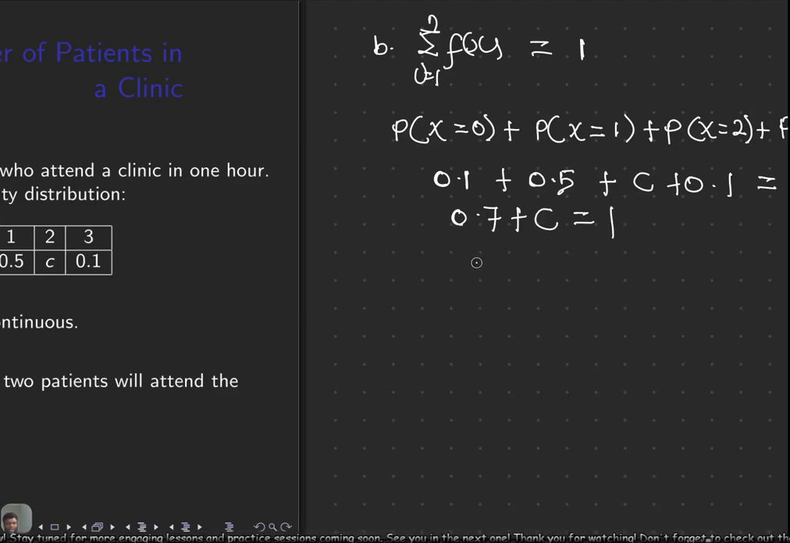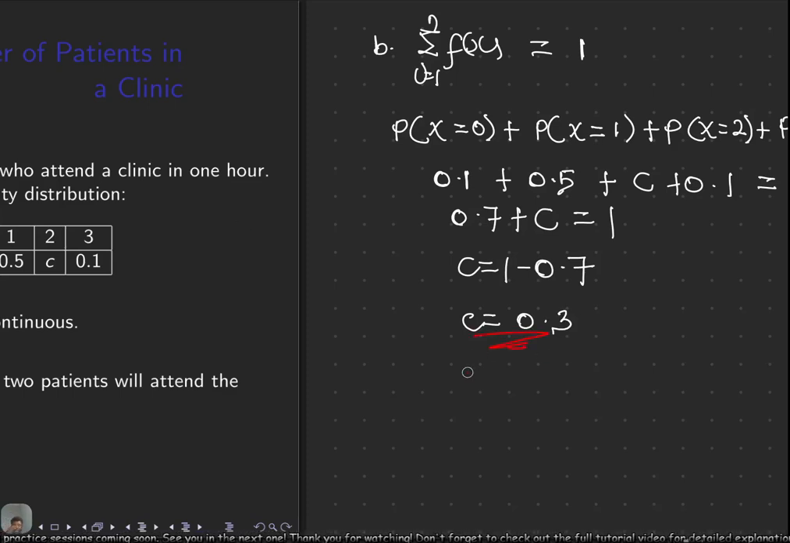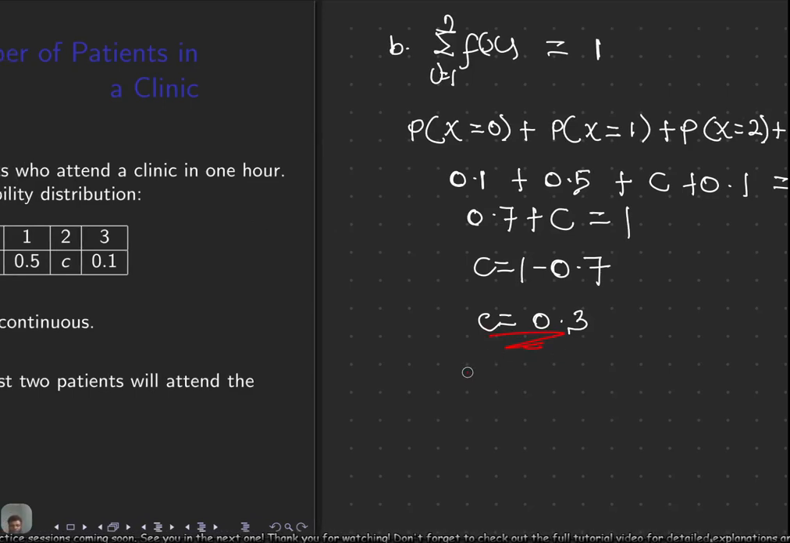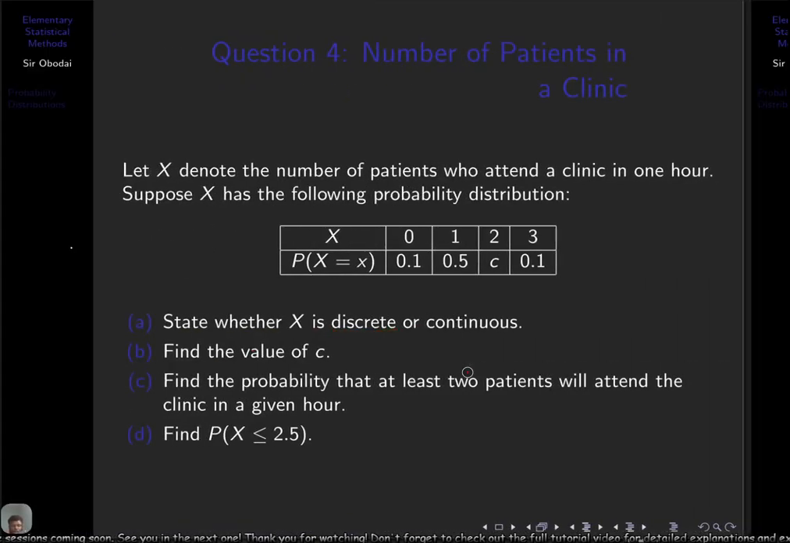So making C the subject, we have C equals 1 minus 0.7. And that should give us C being equal to 0.3. Right, so that becomes the value of C, as we were told to solve for. So that is B for you.